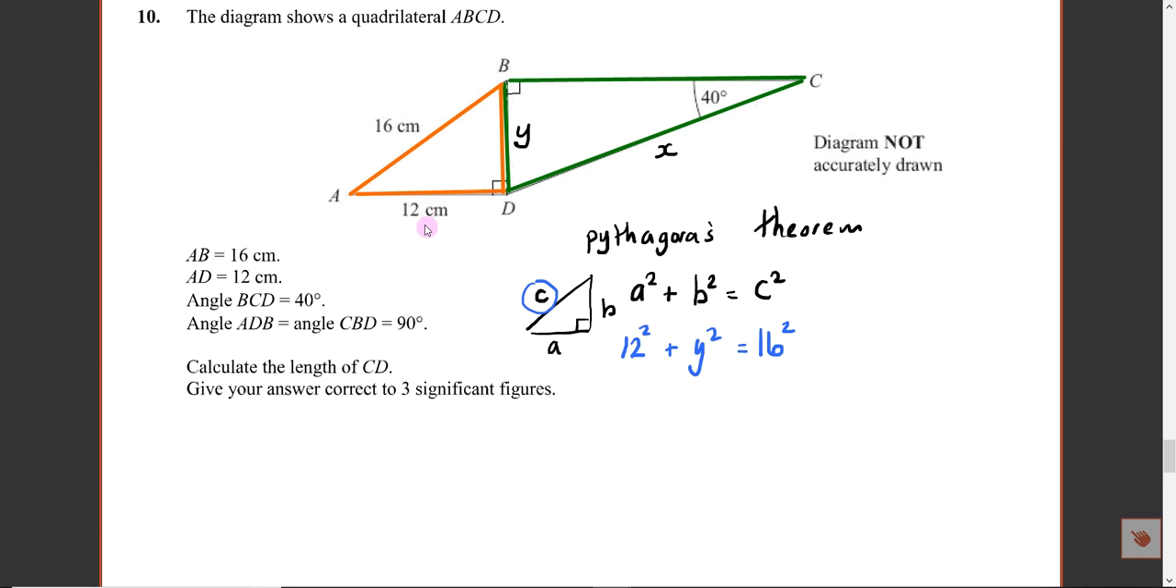So I know that the shorter sides are 12 and y, so if I square them and add them together, I should get the hypotenuse, which is 16 squared. Alright? So, what people tend to think is the unknown has to always be what we equal to, but not yet, we have to rearrange it. So any ideas?